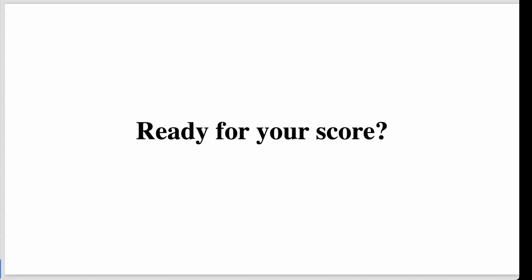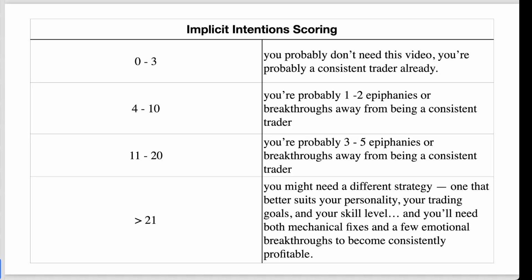All right, you ready for your score? Tallied up all those implicit intentions that resonated with you. Let's see where you're at. So, implicit intention scoring. If you scored anywhere between 0 and 3, you probably don't even need this video. You're probably a consistent trader already, which is good news.